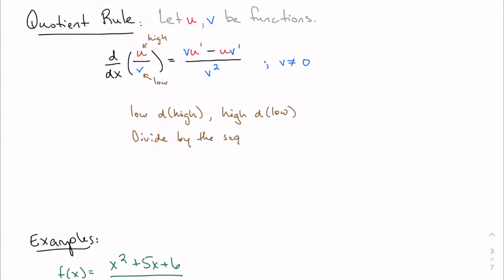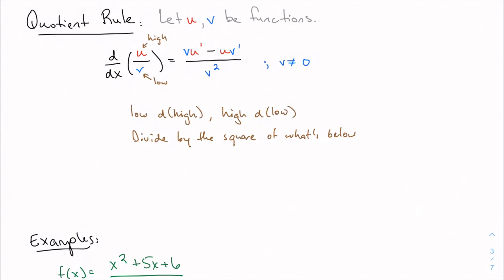Divide by the square of what's below. So we get this sing-songy rhyme: low d high, high d low, divide by the square of what's below. It helps really keep the terms straight. Hopefully it works for you. If not, just completely disregard it and find something that works for you. So low d high, high d low, divided by the square of what's below.